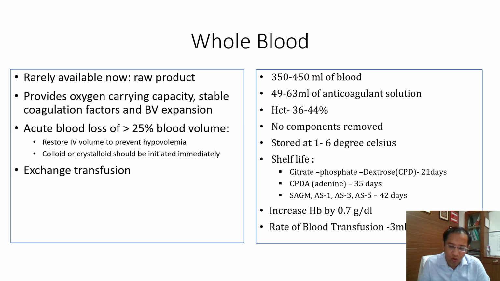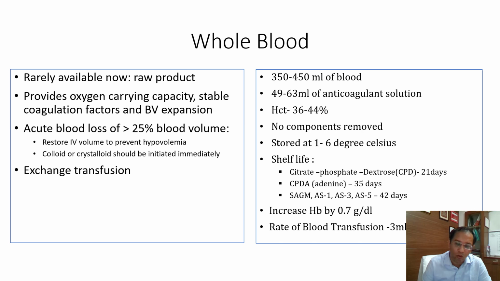It is stored in a triple bag or a quadruple bag, depending upon whether it is 350 or 450 ml. Similarly, the anticoagulant solution ranges from 49 to 63 ml. It is 14 ml per 100 ml, so in a 350 ml bag it will be 49 ml, whereas in a 450 ml bag it will be 63 ml. The usual hematocrit is around 40%, and no component is removed, and it is generally stored at 2 to 6 degrees Celsius. The shelf life of whole blood in CPD is 21 days, and in CPDA it is 35 days. The shelf life increases only when you add an additive solution like SAGM or AS1, AS3, and AS5, to 42 days.